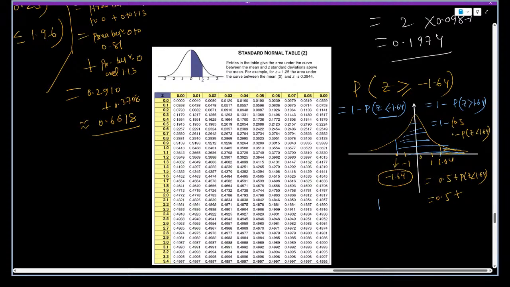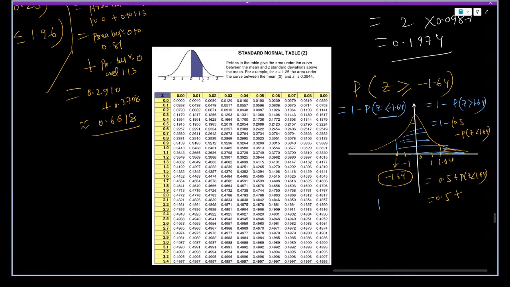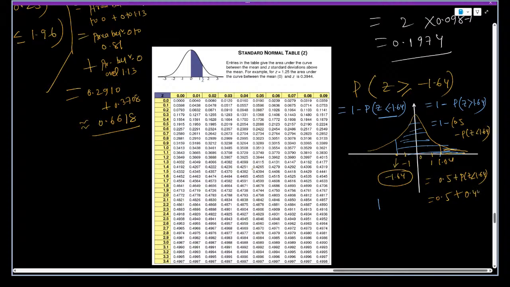P(0 < Z < 1.64). 1.64, where does it lie? Just check 1.64: 0.4495. So this is going to be 0.9495. Got it? Have I made it clear? Was I able to explain it to you? Hope you have understood.